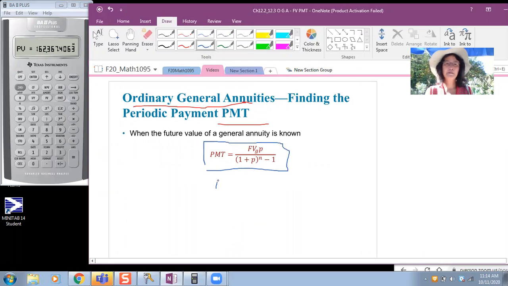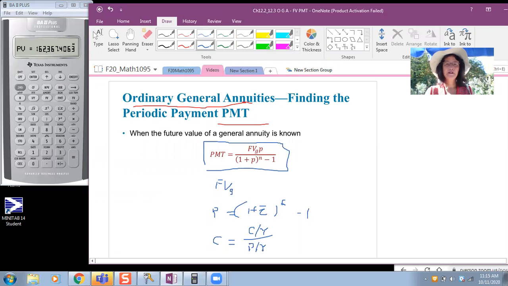In this formula, you need 3 numbers. You need the future value of the general annuity. The subscript G means general. And you use P, equivalent rate per payment period. Remember P equal to 1 plus I raised to power C, minus 1, and C equal to CY over PY.